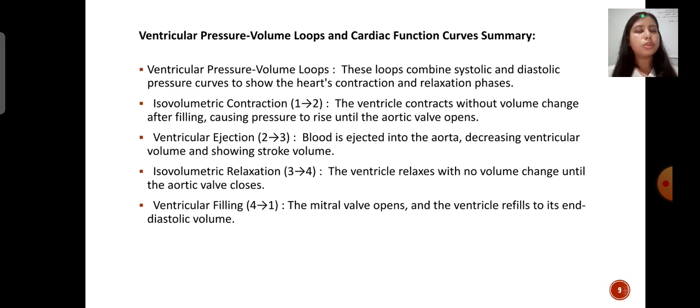The isovolumetric relaxation is when the ventricle relaxes and there is no volume change until the aortic valve closes, and then the ventricle fills. The mitral valve opens and the ventricle refills to its end diastolic volume.